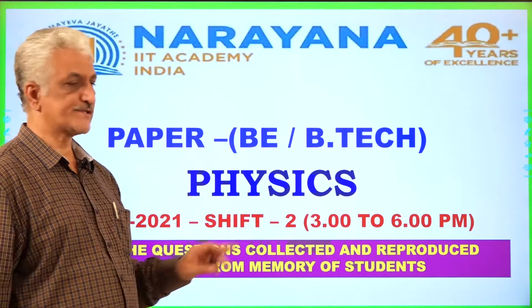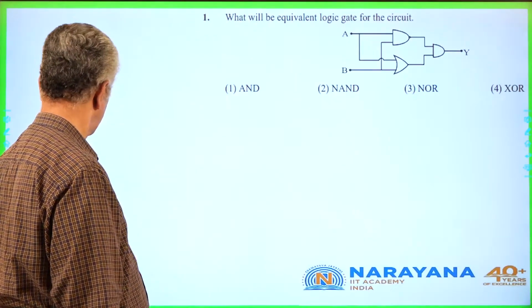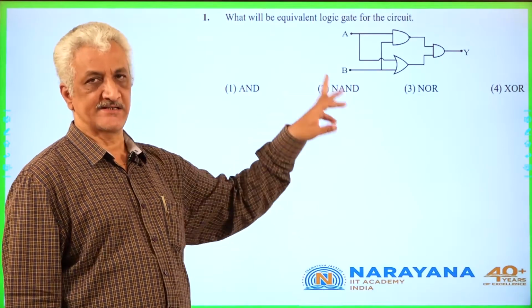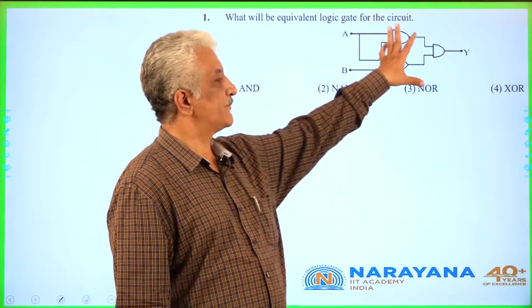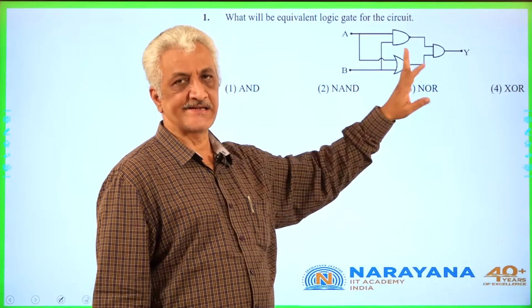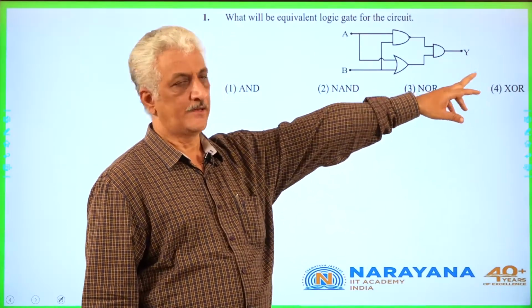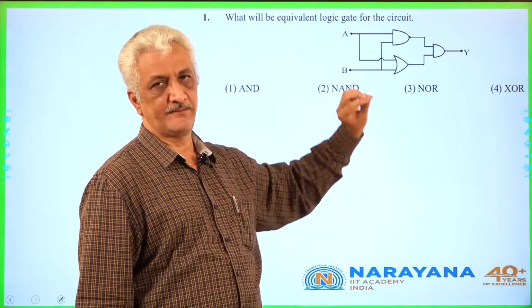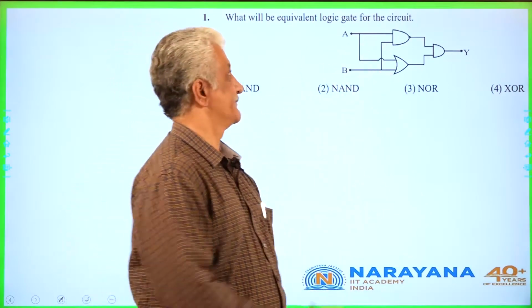We start with the first question. First question is based on semiconductor devices. It is given a combination of three different gates here. Then what is the output, and what gate will come as output here? This we can understand by each and every output of the gate.